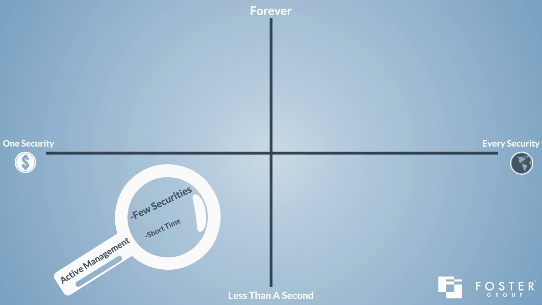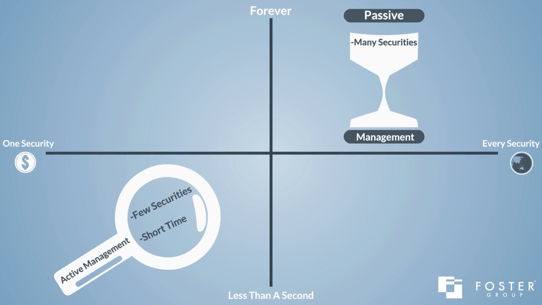Active management is generally portrayed as existing somewhere in quadrant 3, where portfolios hold a few carefully selected securities for a relatively short time, sometimes less than forever. Index or passive management is often pictured in quadrant 2, with a portfolio of many securities held for a very long time. Of course, both of these definitions are virtually of no help due to their generality. Informed investors need to know more.